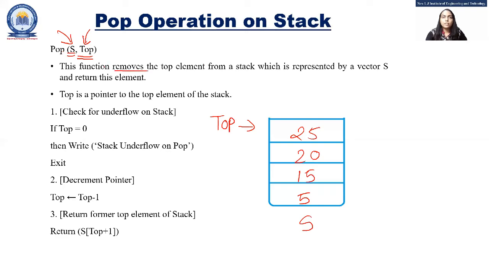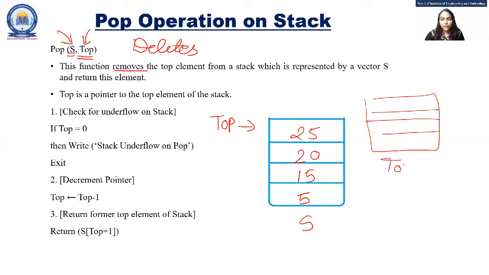This function removes, that is, deletes the top element from the stack, which is represented by a vector S, and it returns this element. Top is a pointer to the top of the stack. Here we need to check the underflow condition, because if top is equal to 0, the stack is empty and there is no element inside it. Top would be at 0, and at that moment it would be a stack underflow error.